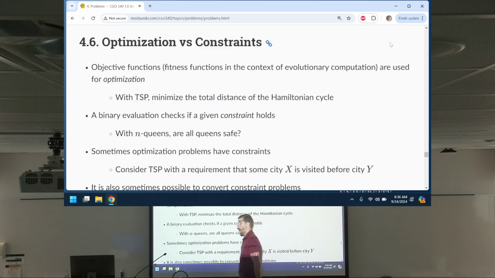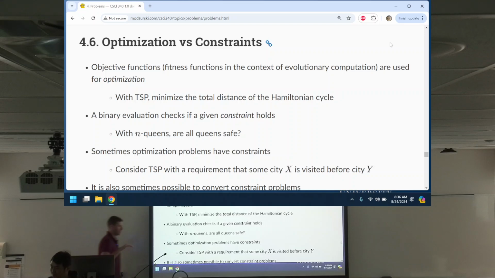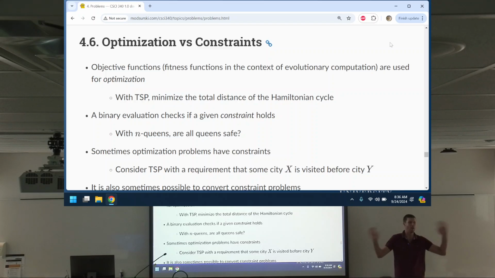Sometimes optimization problems can have constraints. For example, if you're doing TSP, maybe we have a constraint where we have to visit city X before city Y. Why? I don't care. I don't know.